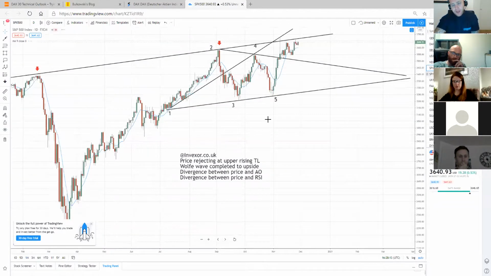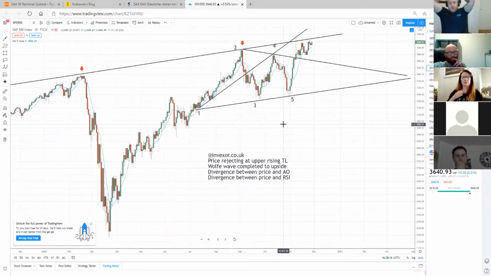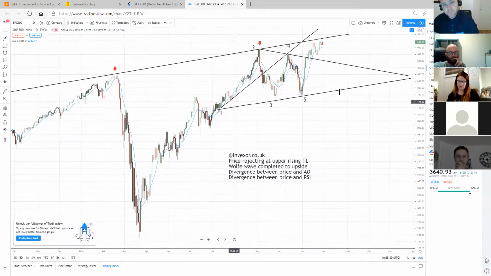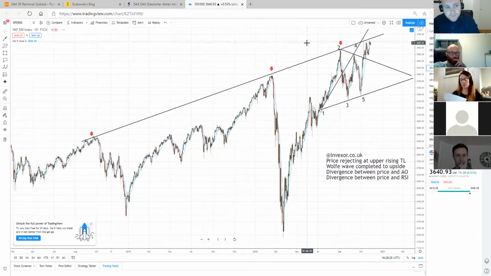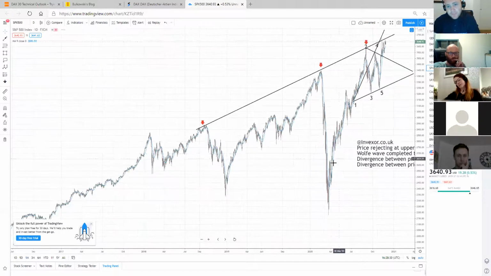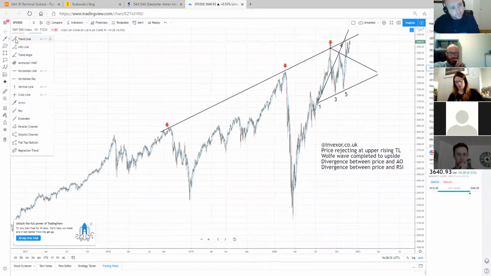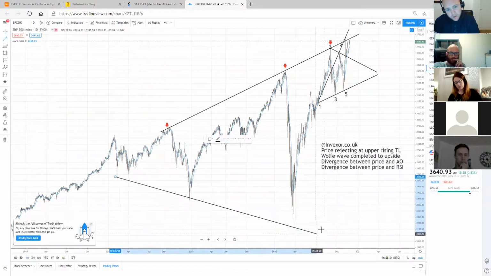S&P. I haven't changed this. This is from last week. Again, this is using the Wolfe wave theory. So where you have the 3 points at the bottom, 2 at the top, join it up and you get the 0.6. And this was the high at the moment, 3675. If I zoom back out, we've got again similar. It's a megaphone chart pattern. So it comes, you know, something like that.